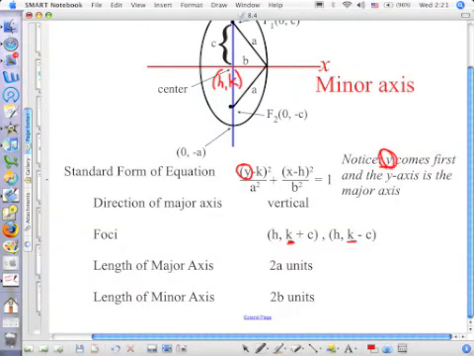First in the equation. Okay? And we need to remember how we find C, how we find A, and how we find B.